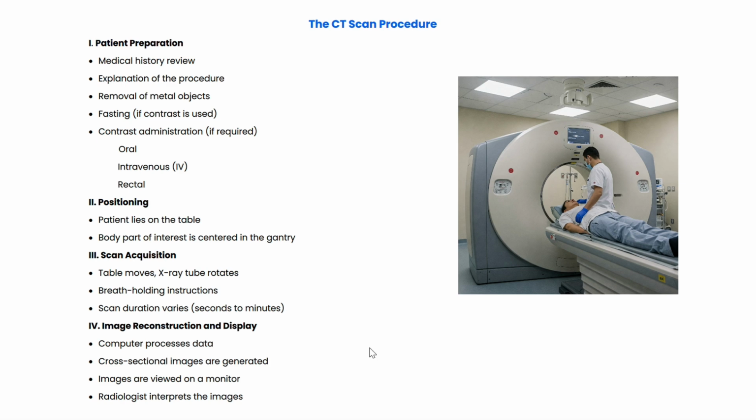During the scan, the patient lies on the table and the body part being examined is carefully centered within the gantry. During scan acquisition, the table moves and the X-ray tube rotates. Patients may be asked to hold their breath briefly. The scan duration can vary. Finally, the computer processes the data to create the cross-sectional images. These are viewed on a monitor and a radiologist interprets them.